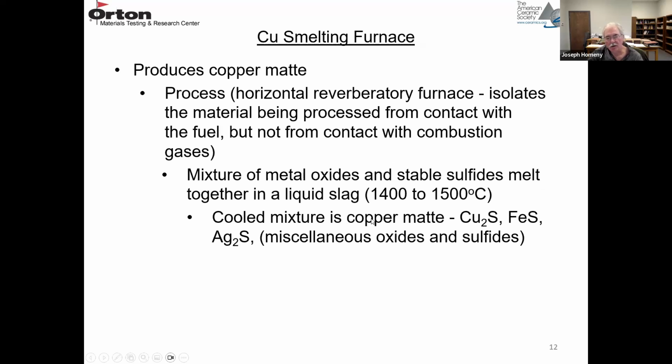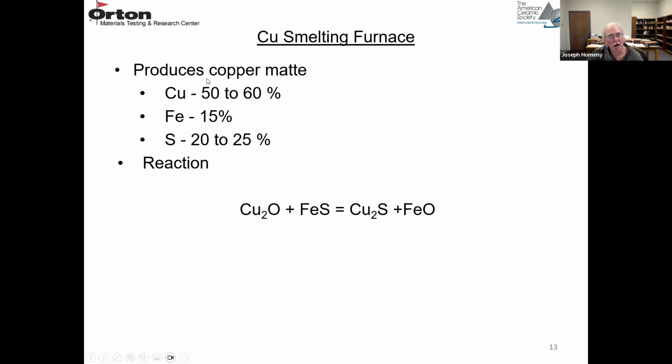And then when you cool that, you end up with this copper matte, which is basically Cu2S, a copper sulfide, FeS, an iron sulfide, and Ag2S, a silver sulfide. The silver is a very small component, and you still might have some oxides and other stable sulfides present. So this copper matte goes from 18 to 30% copper to maybe 50 to 60% copper. Fe is about 15%, and then your sulfur is maybe 20 to 25%.